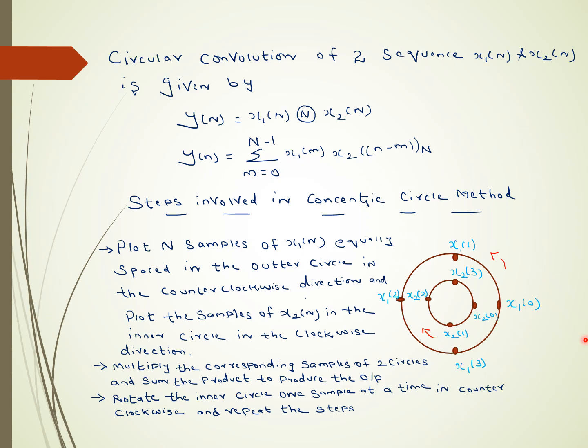Steps involved in the concentric circle method are as follows. As the name indicates, we have two circles, the outer circle and the inner concentric circle. We place the values of the first input sequence x1 of n in the outer circle along the counterclockwise direction. Similarly, place the values of the second sequence x2 of n in the inner circle in the clockwise direction. Multiply the corresponding samples of x1 of n and x2 of n and sum them up. Rotate the inner concentric circle in the clockwise direction to find the subsequent elements of the output sequence.